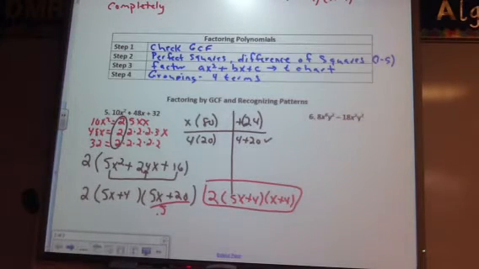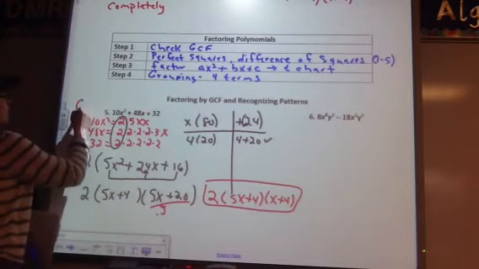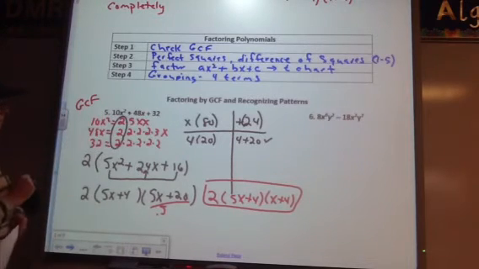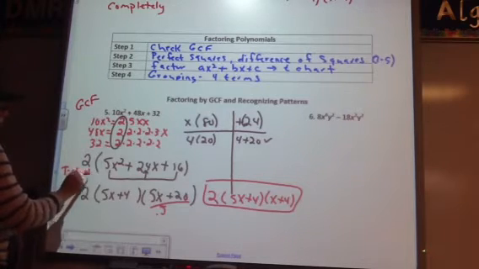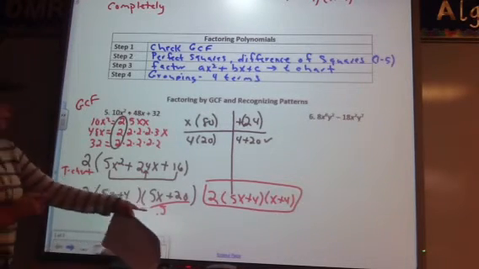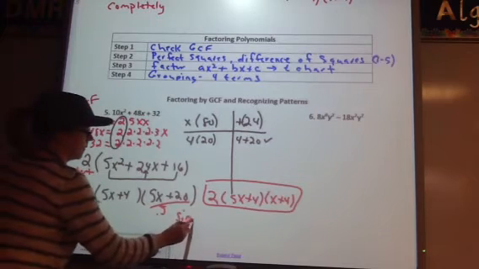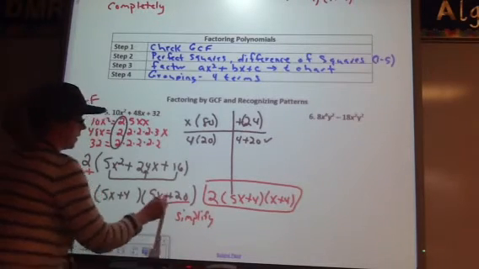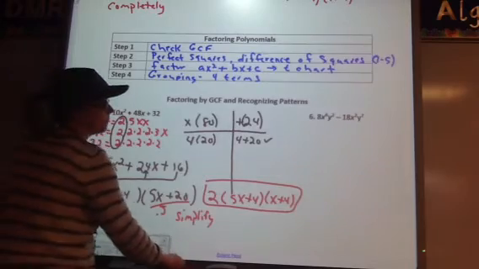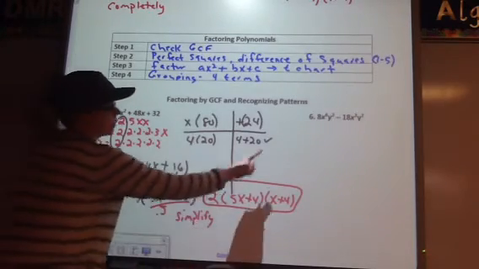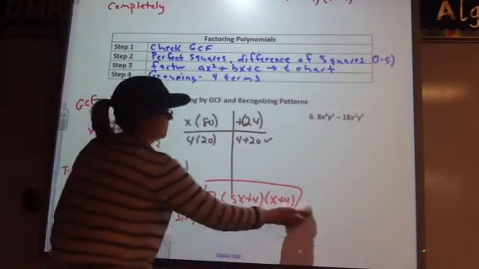Okay? So I use greatest common factor here. And then I use my t-chart. And then I had to simplify that binomial. Okay, we good? I'm going to need to erase this so we can work number 6 here.